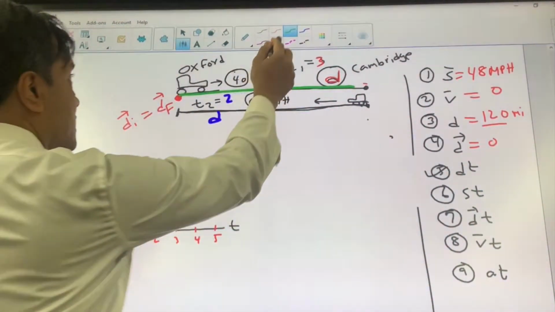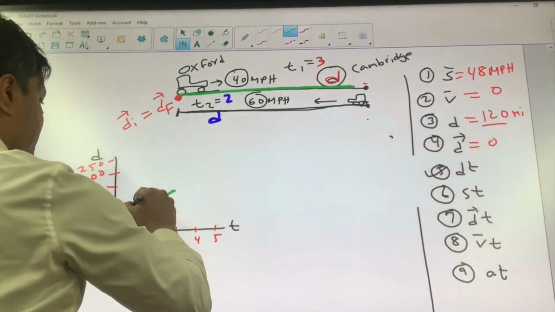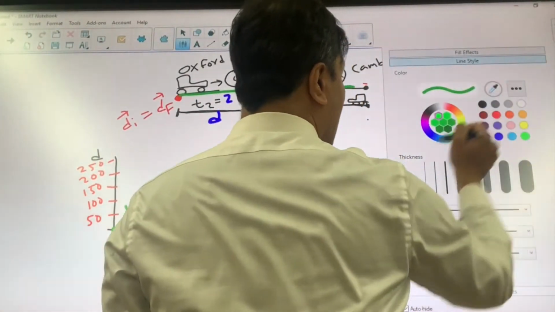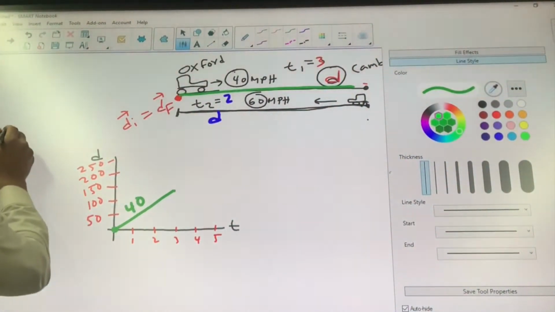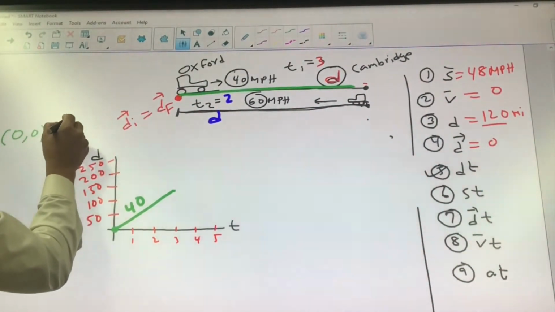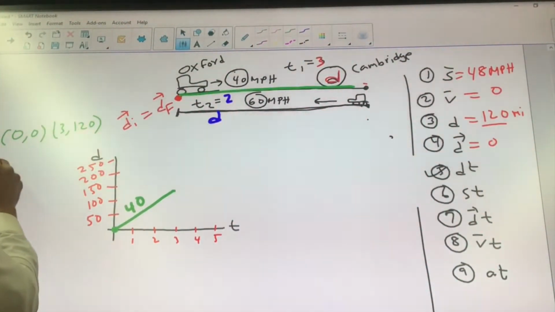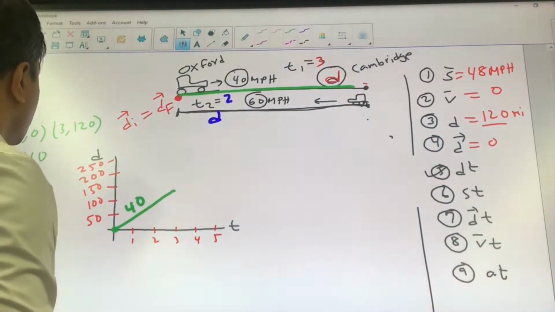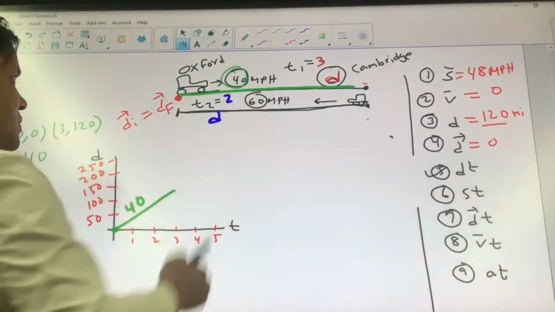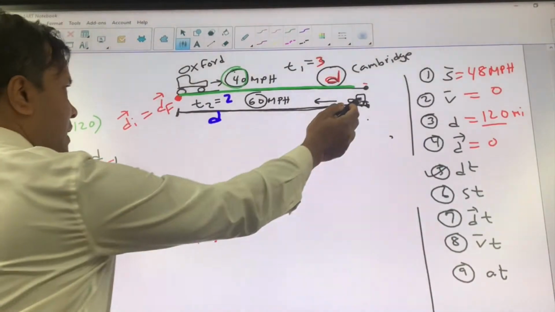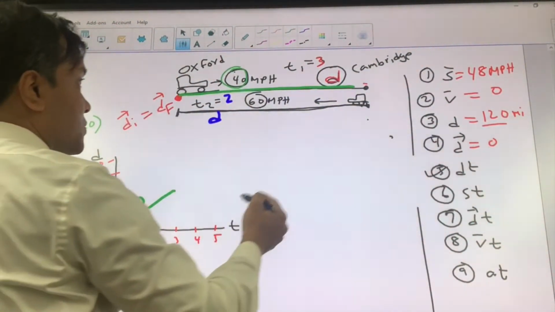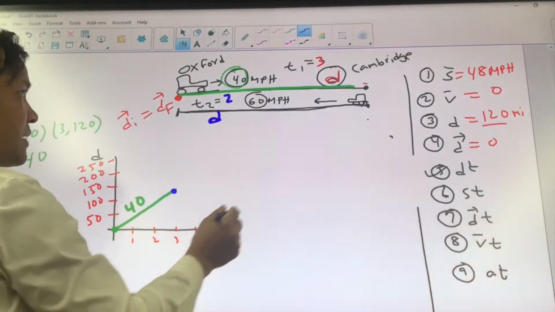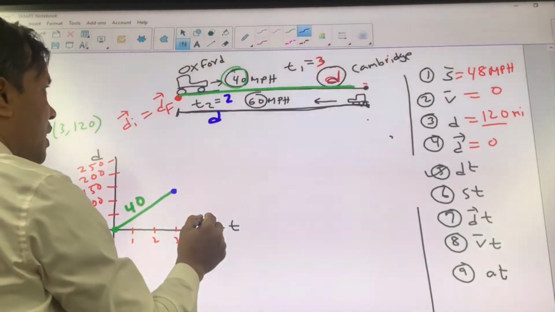What is the slope of this one? The slope is 40. How did I get 40? If you take 0 comma 0 and 3 comma 120, the slope is y2 minus y1 over x2 minus x1, and that gives you 40, which matches. Now from Cambridge to Oxford, what is our first point? The first point is 3 comma 120. What is the second point? The second point is 5 comma 240.